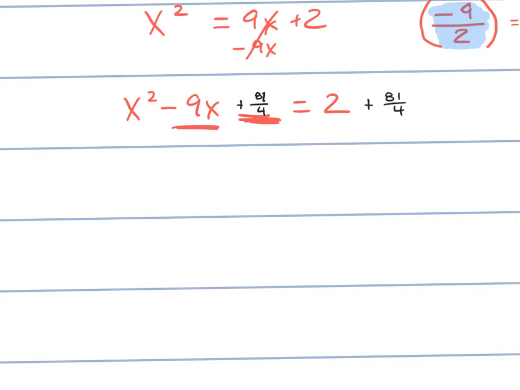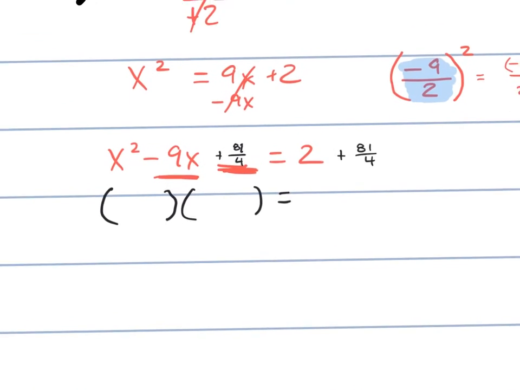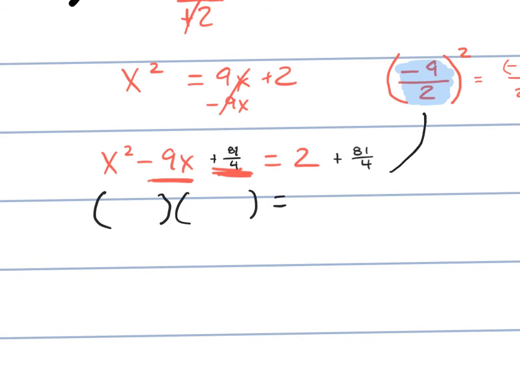Okay, so on the left, when you go to factor this, this is usually where the people who don't know this trick flip out, because they're like, how the heck am I supposed to factor 81 fourths, like two numbers that multiply to give me 81 fourths that add to give me negative 9? But what is that number that does that? Negative 9 halves. That's the whole reason we highlight it right there. The number is negative 9 halves.